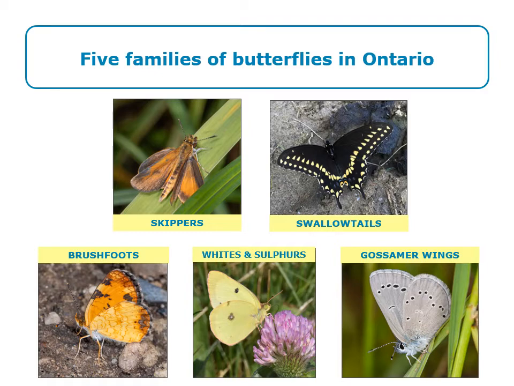Okay, I mentioned I'm going to go through some ID tips for the 5 families of butterflies that are found in Ontario. So these are those 5 families. We have skippers, swallowtails, brushfoots, whites and sulphurs, and gossamer wings.